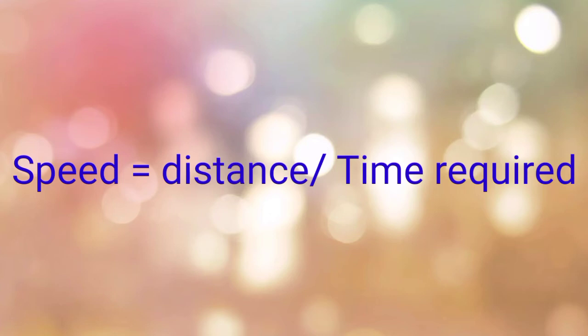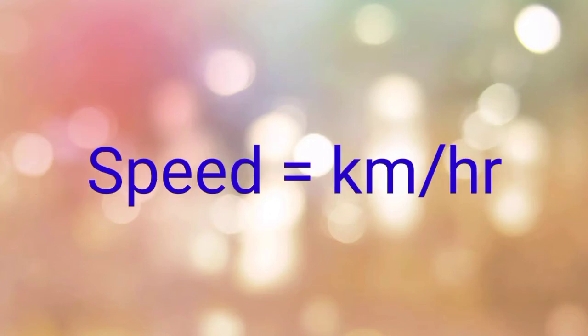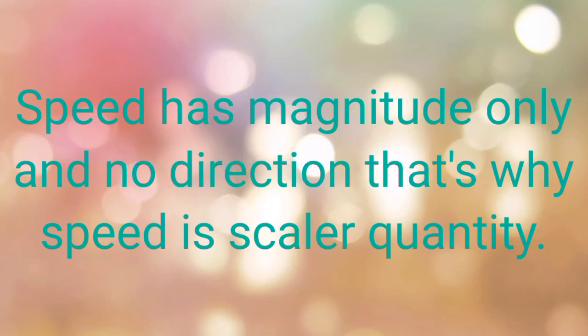The time is taken in seconds or hours, and the distance may be taken in meters or kilometers. So the unit of speed will be meter per second or kilometer per hour. If we take the distance in meters, then the unit will be meter per second, and if we take the distance in kilometers, then the unit will be kilometer per hour.